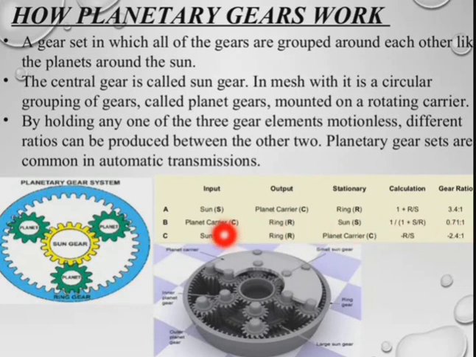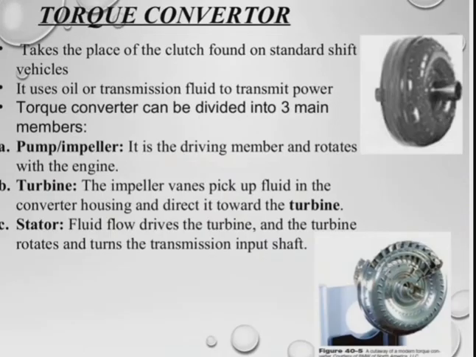So the input is the sun gear. Then for the ring gear, the second one, you can see that it is minus 2.4 to 1 actually. So when the sun gear is rotating, the planetary gear gets the output. The input we are providing is to the sun gear, and the planet gear is getting the output. Right, so here we already talked about some parts in this system.